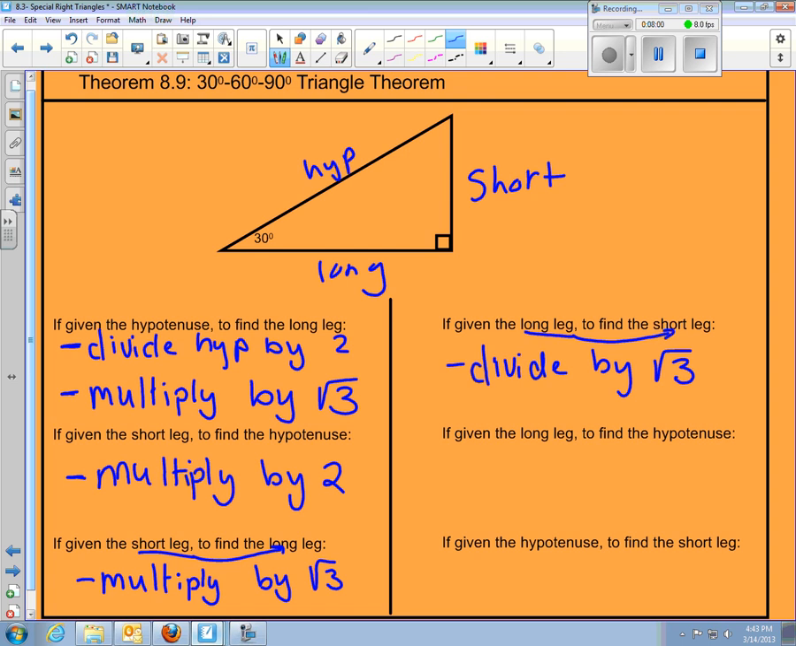So next one is going to be our other 2-stepper, because if we're going from the long leg to the hypotenuse, we're going to look back up here and go from the hypotenuse to the long leg. So our first step is we're going to divide by square root of 3.